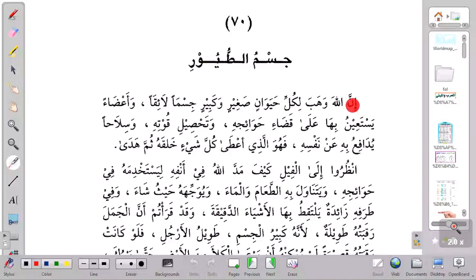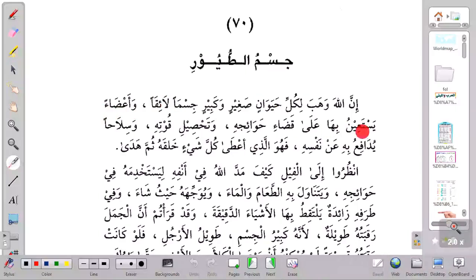The author begins by saying that Inna Allah wahaba li kulli hayawanin saghirin wa kabirin jisman la'iqan. Indeed, Allah has granted. Wahaba means to give a gift to someone. So, Inna Allah wahaba. Indeed, Allah has given li kulli hayawanin saghirin wa kabirin, to every small and big animal, jisman la'iqan, a suitable body.